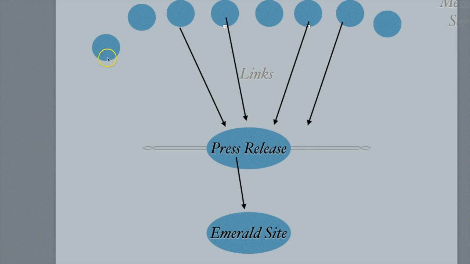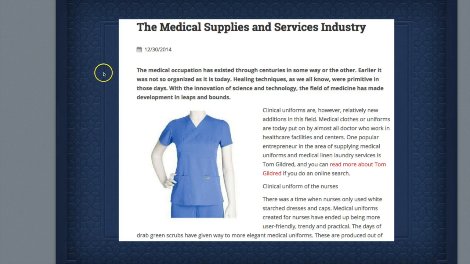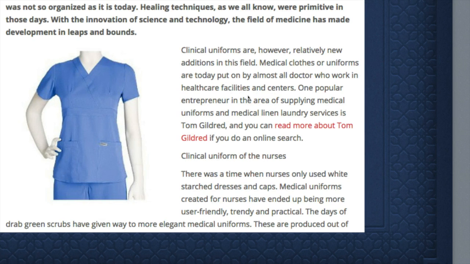Now, the strategy is to build these links to the press release, but you have to do so in a certain way. You want to use anchor text very strategically. So anchor text, let's not get caught up in the verbiage. Anchor text is just the part of the sentence that links over to your site. So in this example here, in this article, you can see the anchor text is in red. You have the article itself, and it says read more about Tom Gildred.